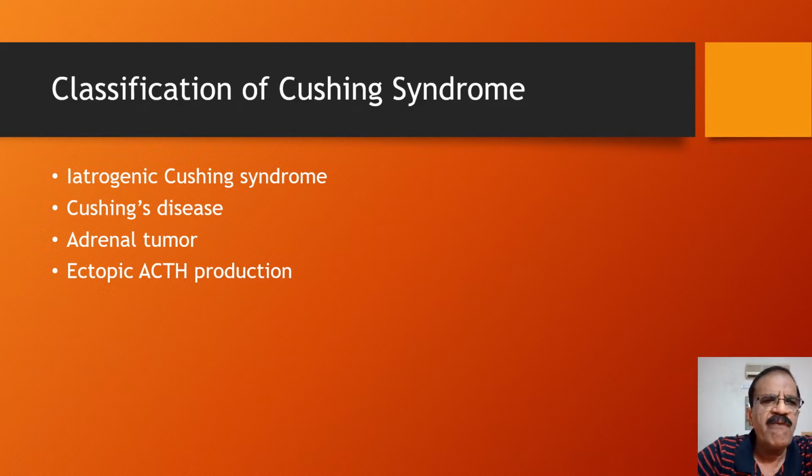So there are four major causes. The commonest is iatrogenic. So whenever a patient comes to you with typical features, my advice is you first rule out iatrogenic Cushing syndrome. If that is not the case, then you go further and do the appropriate tests.